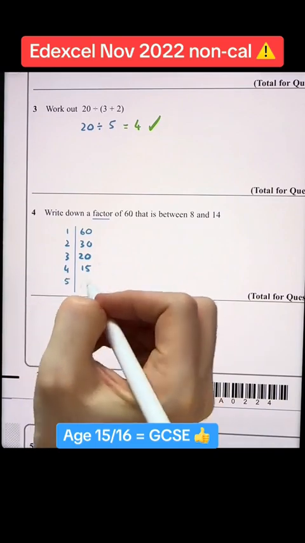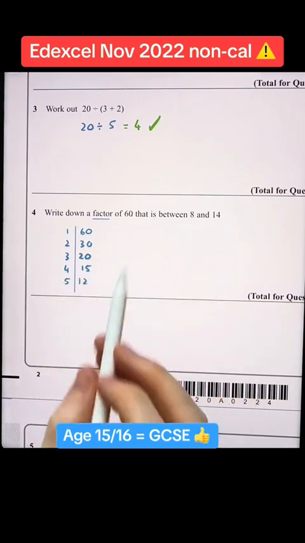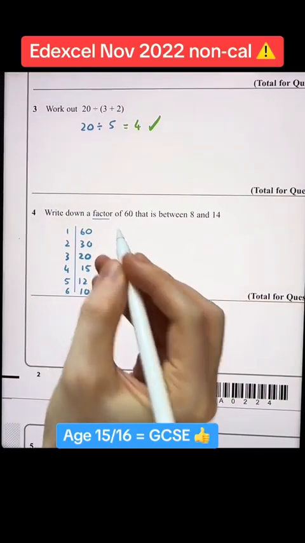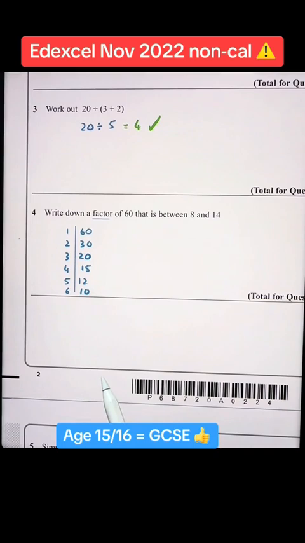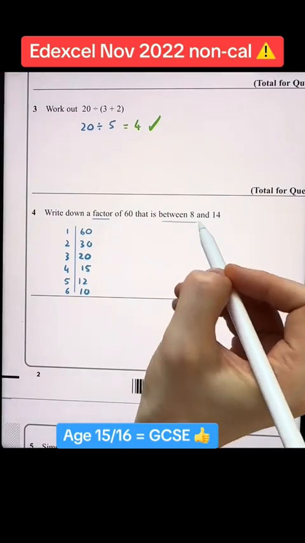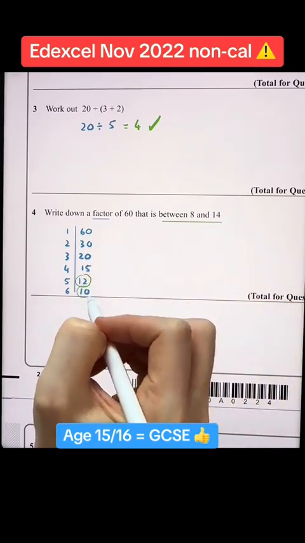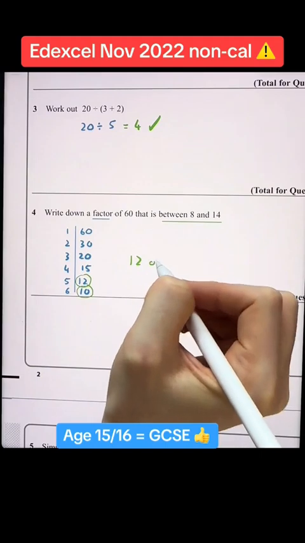5 also divides into 60, so 5 times 12 is a factor of 60. And we know 6 times 10 will also give us 60. So 6 and 10 are factors of 60. As we want a factor that's between 8 and 14, the only two factors that satisfy in this case are 12 or 10.